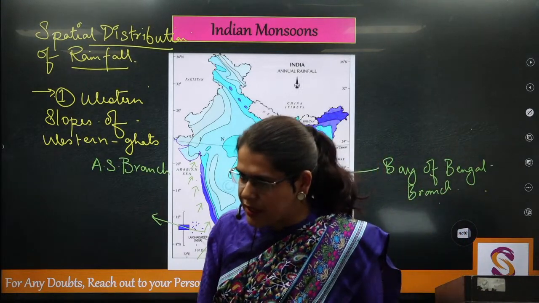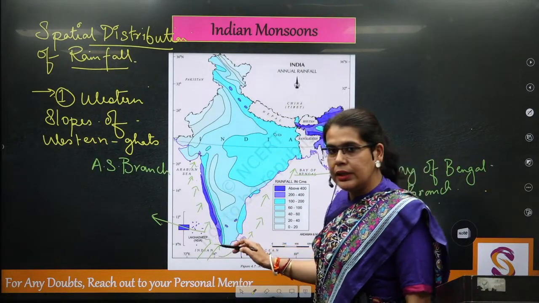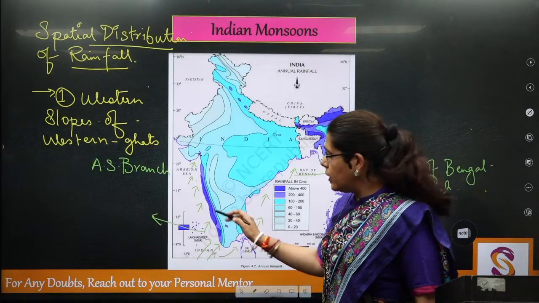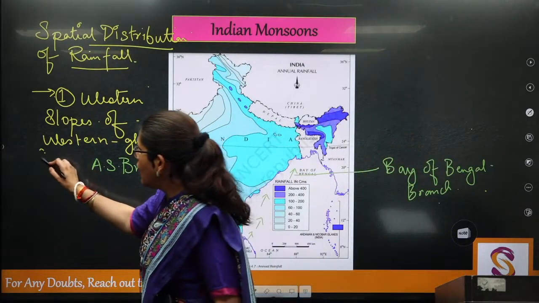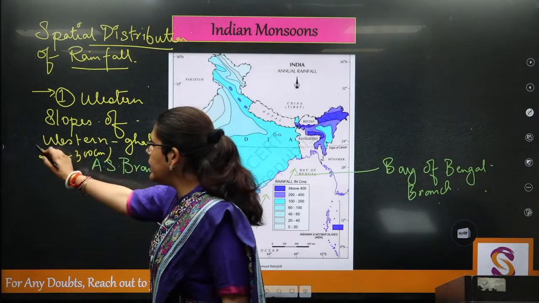Which type of region is this? They ask such questions, right? So this is the region which is having the evergreen vegetation. Okay, and this is the region having around 250, even 300 centimeters rainfall, very heavy rainfall.